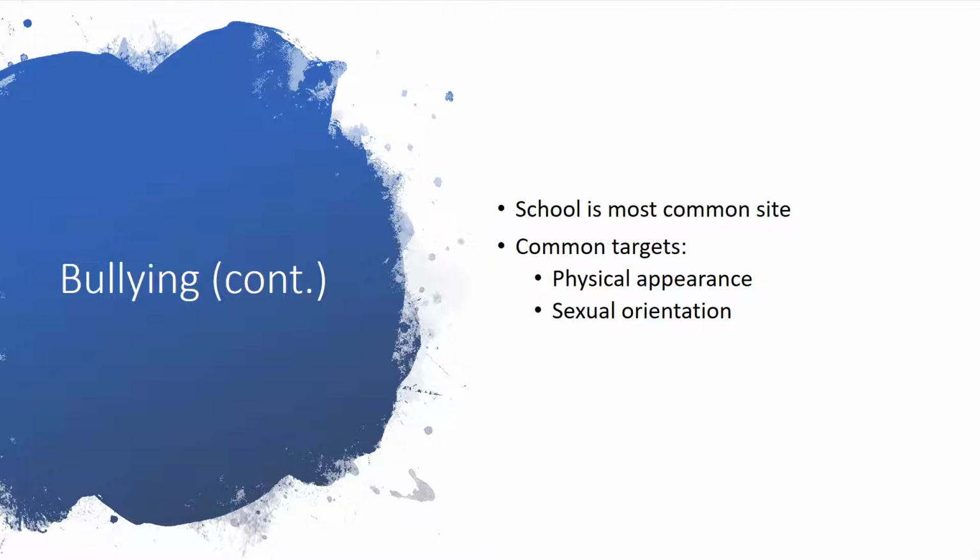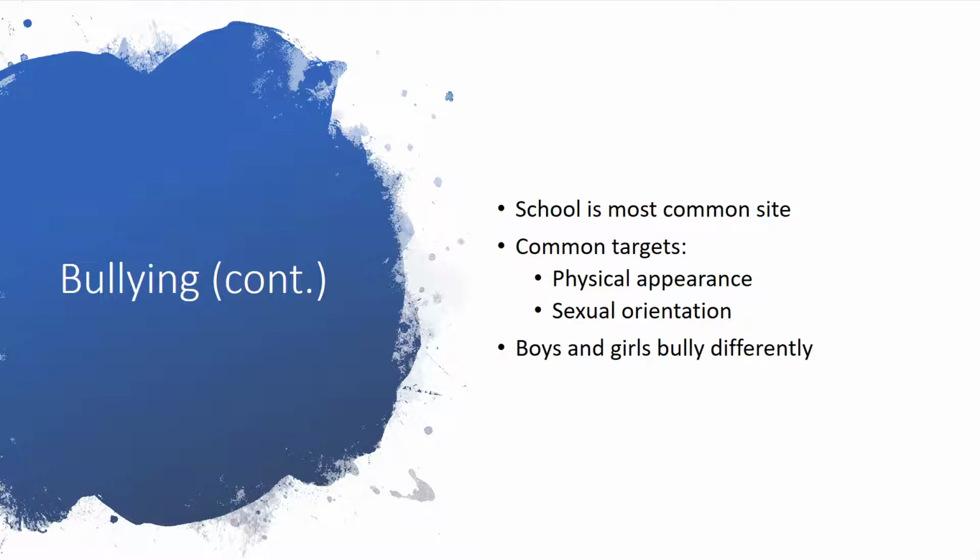So if you don't act like a boy, or you don't act like a girl, which is more under gender orientation as well. But if you're caught kissing boys and you're a boy or things like that, that's a target of bullying.